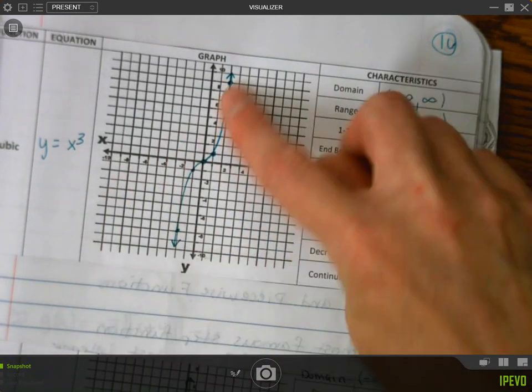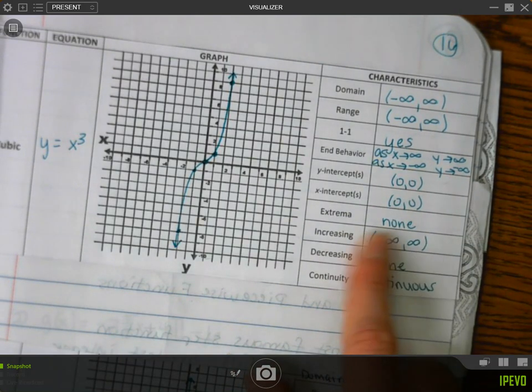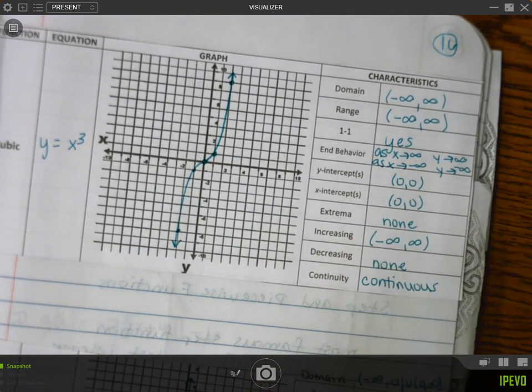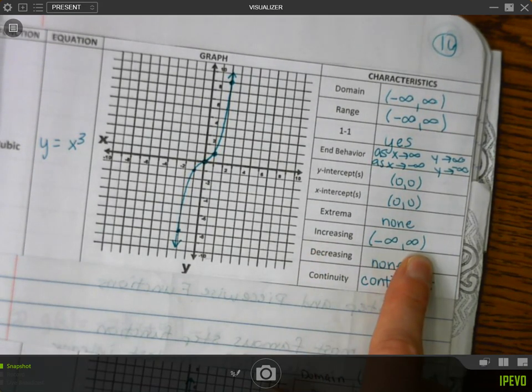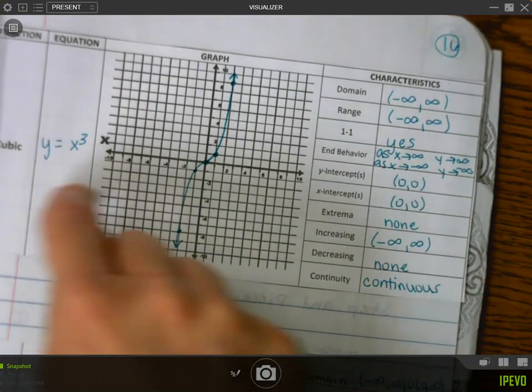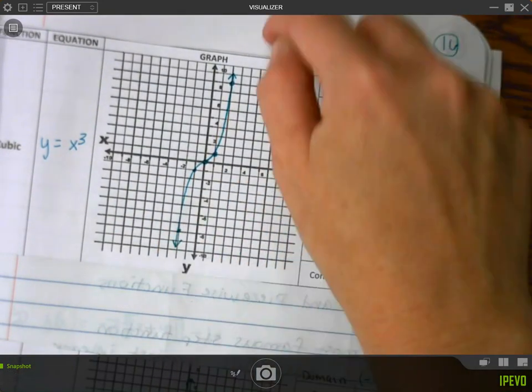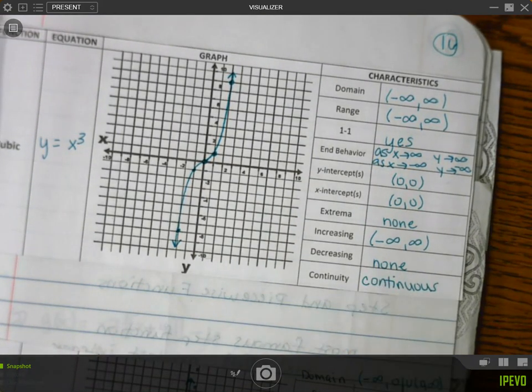The only intercept we have is the origin. There are no extrema because there are no hills and valleys. It goes on up and down forever. It is only an increasing function. So from negative infinity to positive infinity, the function is going up. Not decreasing at all, not constant at all.